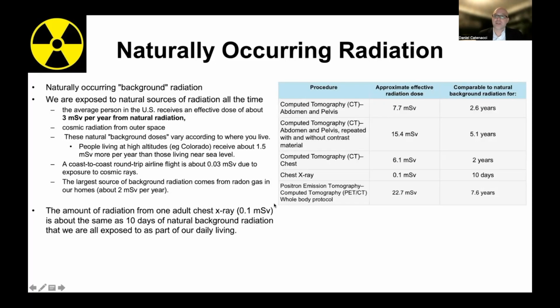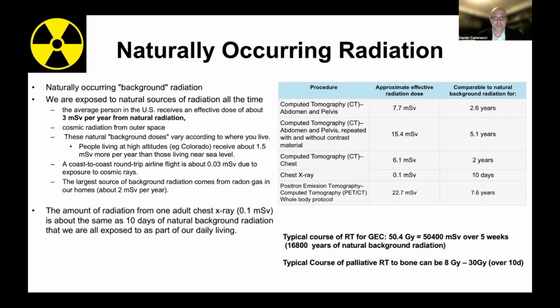And in this table, you can see various types of imaging that we do, and there are approximate effective radiation doses in millisieverts, and therefore what it's comparable to in our natural background radiation. So for example, a CT scan of our abdomen and pelvis with and without contrast, 2 different scans that are done, would be equivalent to about 5 years of exposure to natural background radiation. And the PET scan, as you can see, is a little bit higher, comparable to the background radiation that we would experience after 7.6 years of living.